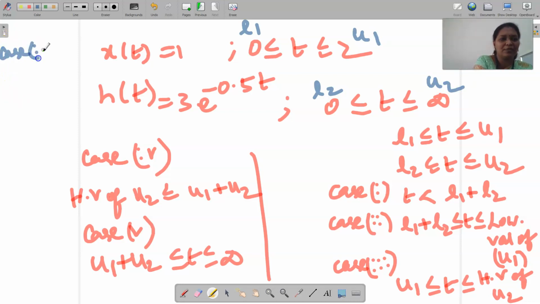So case 1 will be t lesser than L1 plus L2. L1 plus L2 is 0. Okay, so t less than 0.